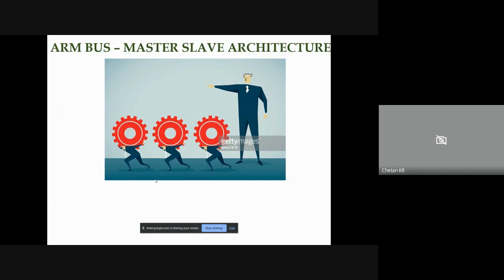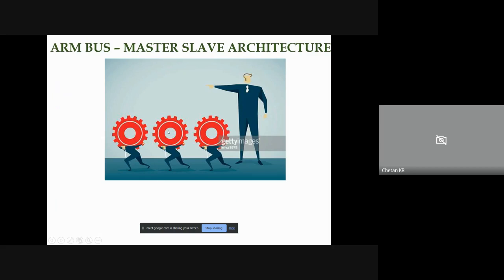Second, the ARM bus architecture. It employs an architecture called master-slave architecture. Now you can observe this figure. This person who is giving the instruction is a master, and whatever he says, they simply follow and try to do it. Whatever instruction he gives, they will simply do that.